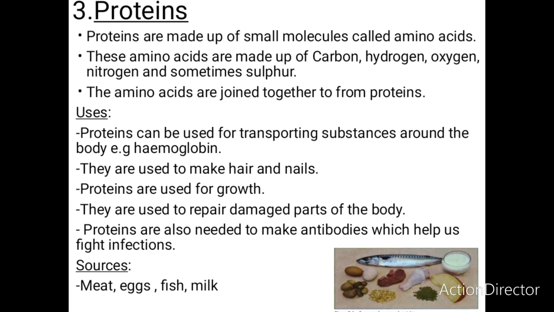Proteins are also used to make hair and nails, and the protein that is used to make hair is called keratin. Proteins are also needed for growth, and they are also used to repair damaged parts of the body. Proteins are needed to make antibodies which help us fight infections. So basically, proteins are needed for growth and they are essential for the healing process. Some sources of proteins are meat, eggs, fish, and milk. And in this picture, we can see some good sources of proteins.